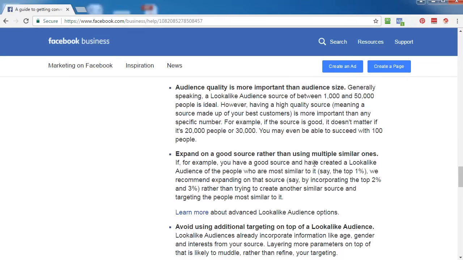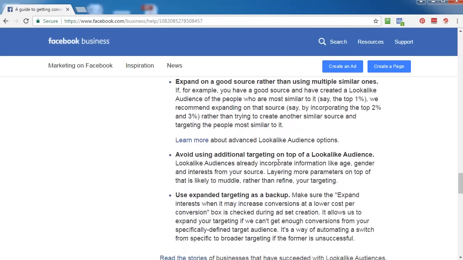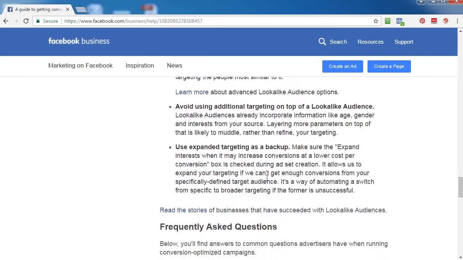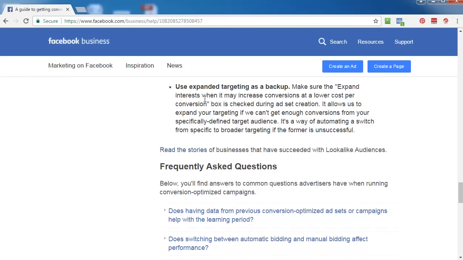Okay, expand on a good source rather than using multiple similar ones. All right, avoid using additional targeting. So you know how we do a lookalike and then we'll add in a broad interest? Well, they're saying don't do that. It's likely to muddle rather than refine your targeting. Use expanded targeting. They really want you to use expanded interest because it basically gives them free reign.